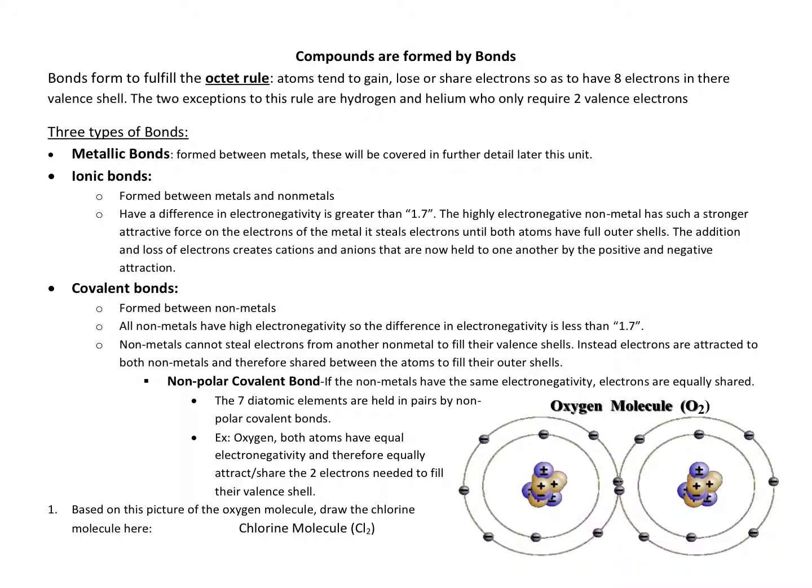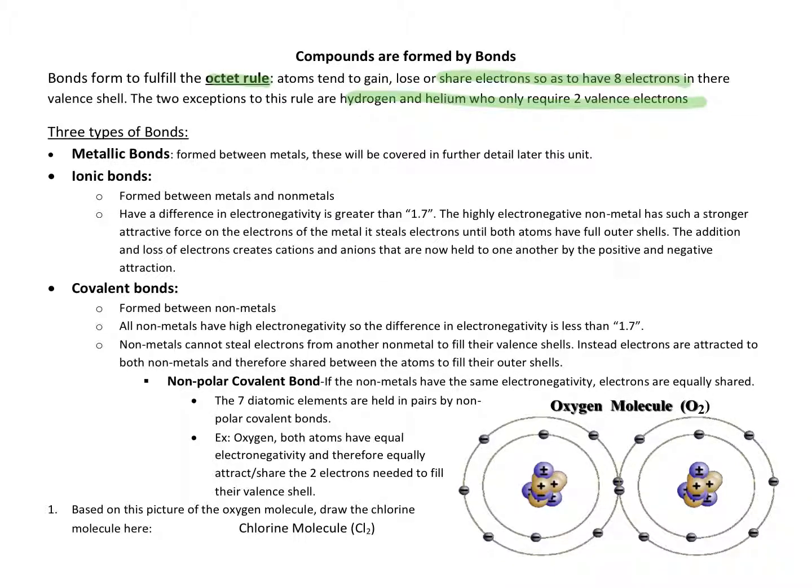Bonds form to fulfill the octet rule. So we talked about this when we did the ionic bonds. Atoms tend to gain, lose, or share electrons to have 8 electrons. So far with ionics, we talked about gaining or losing. Now we're going to talk about sharing. The 2 exceptions to this rule are hydrogen and helium, who only want 2 valence electrons.